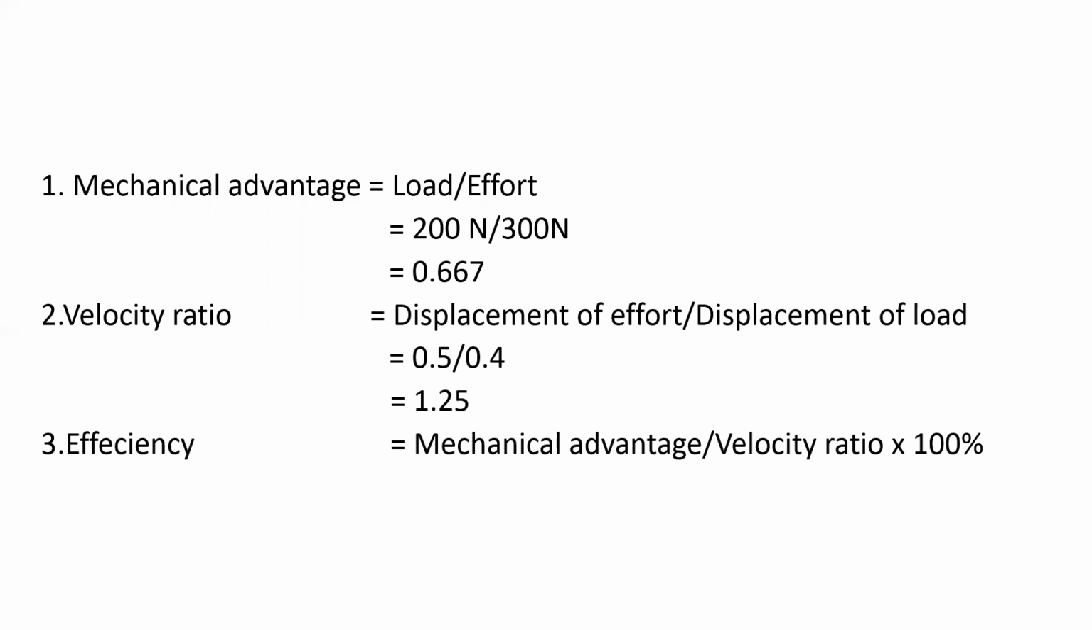Then you can find the efficiency of the machine. Efficiency equals mechanical advantage over velocity ratio into 100. Mechanical advantage is 0.667. Velocity ratio is 1.25. So 0.667 over 1.25 into 100. When you simplify, you get the answer 53.36.